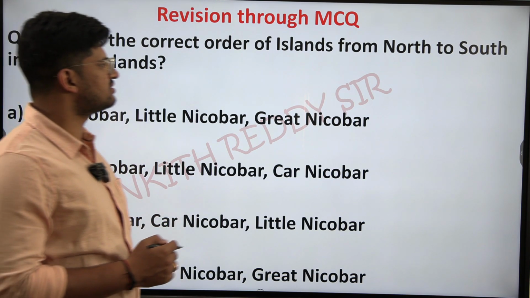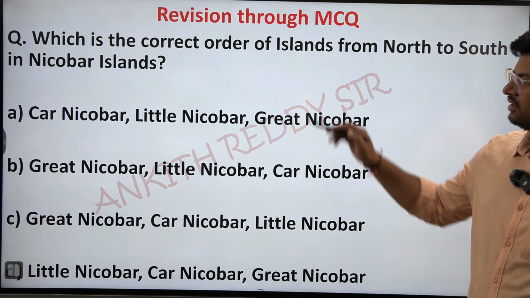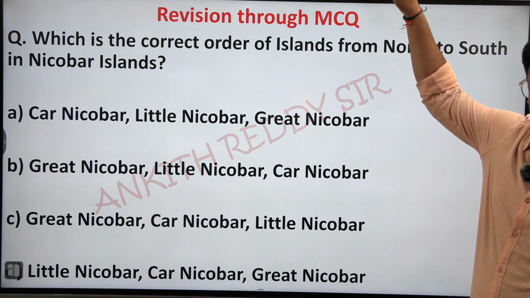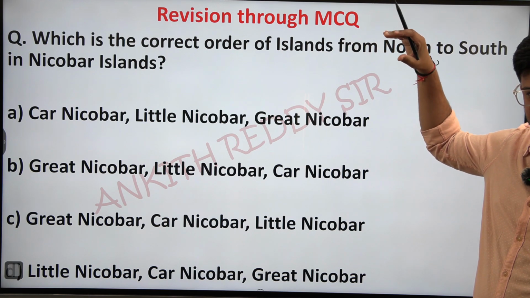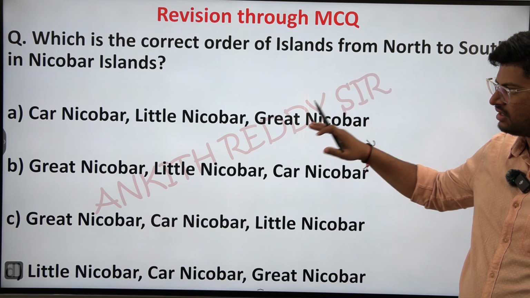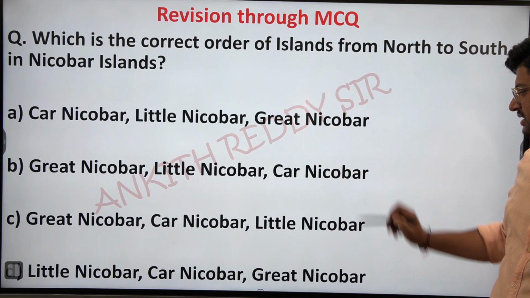Which are the countries? Order of islands from north to south. Car Nicobar, Little Nicobar, Great Nicobar. North Andaman, Middle Andaman, South Andaman. Then you have Little Andaman. Then Car Nicobar, Little Nicobar, Great Nicobar. Southern is Great Nicobar. You can easily identify.